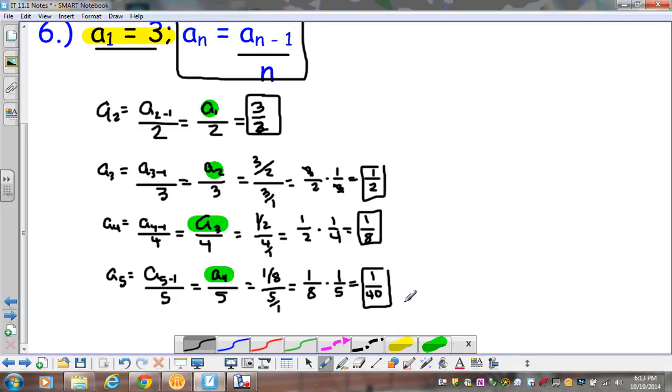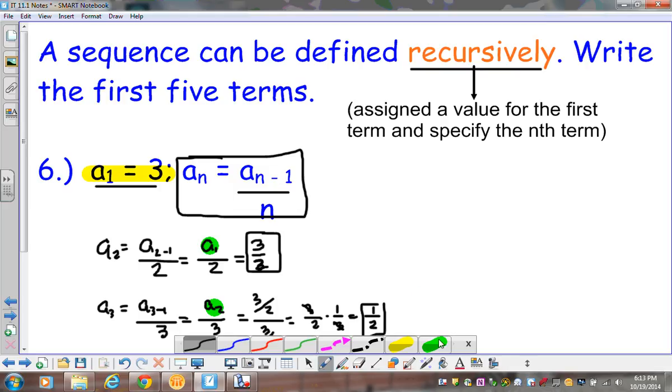So one more time, just to reiterate, a recursive formula means I am taking a previous term to find the next term. All right, so that's what recursive means. So please make sure you guys remember that. And if you don't, look back in your notes because they're printed off for you. So please make a note on there about those recursive formulas.